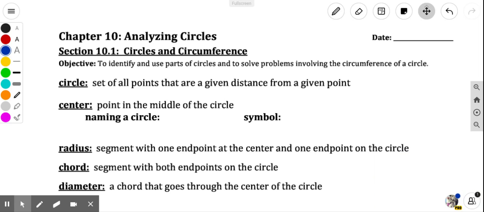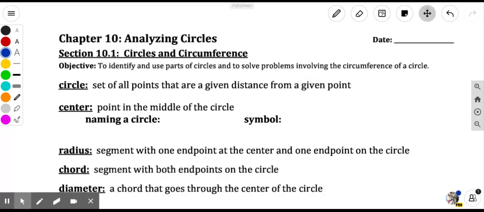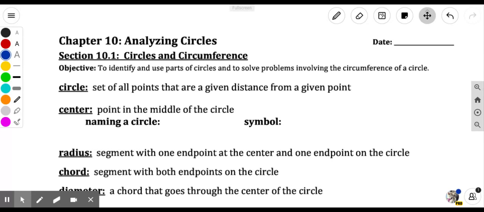So first I have the mathematical definition of a circle. I'm sure you probably all know what a circle is. You can identify a circle, obviously. But the mathematical definition is the set of all points that are a given distance from a given point. And so what we mean by that is, say you have your given point, and it's the set of all points that are a given distance from that point. So let's say all the points are that far away. So together, all those points would make your circle. So that's the formal definition of a circle. Obviously, that wasn't the greatest picture, but that's okay.